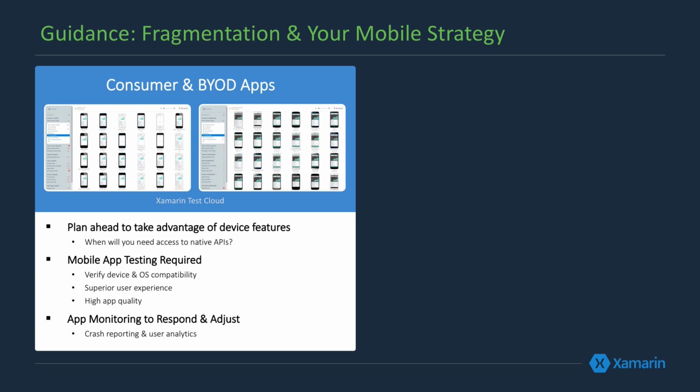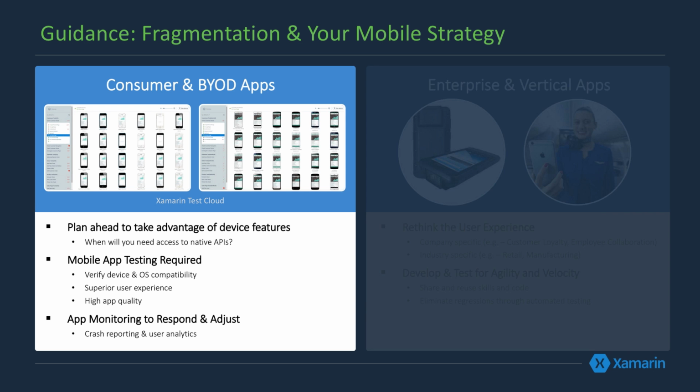You're also going to need to think about mobile app testing to verify that your app works on this different matrix of operating system versions and devices. And then also think about app monitoring to respond and adjust. You respond to app crashes, which are inevitably going to occur among the thousands of different users and the different devices that your customers may be using. It also gives you insight into what the users are using as far as features, so you can plan ahead and have a data-driven conversation about what you should be focusing on next in your application.